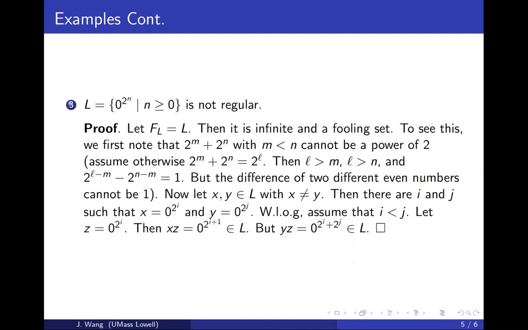Okay, so L, which is 0 to the 2 to the n for any n greater than or equal to 0, is not regular. So again, we want to construct an infinite fooling set. In this particular case, the fooling set is L itself. First of all, we're going to show that for any m and n, if m is not equal to n, then you add these two numbers together.